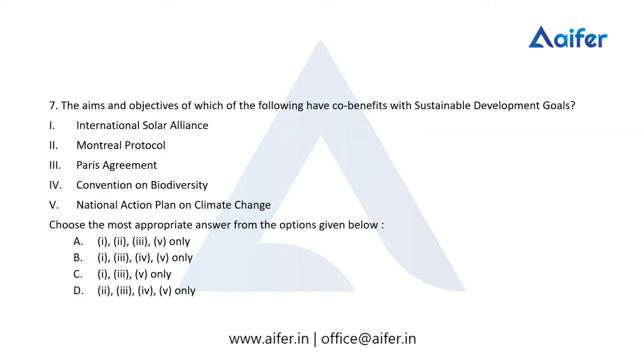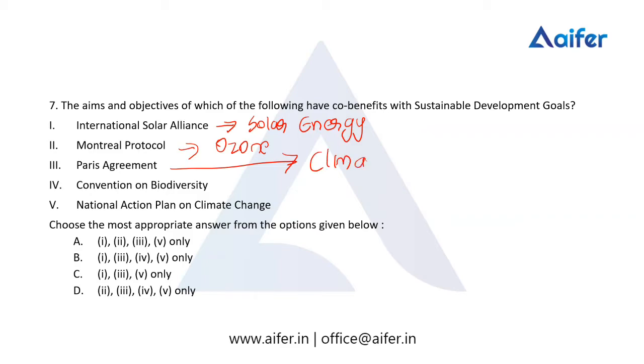I hope you know about the different sustainable development goals and millennium development goals. We have already discussed them in the first set of questions, and these are important international agreements dealing with different aspects of the environment. International Solar Alliance is about promoting better utilization of solar energy, a renewable energy. Second, Montreal Protocol is regarding the ozone hole. Paris Agreement is all about climate change. The Convention on Biological Diversity is all about biological diversity. National Action Plan on Climate Change is regarding climate change.